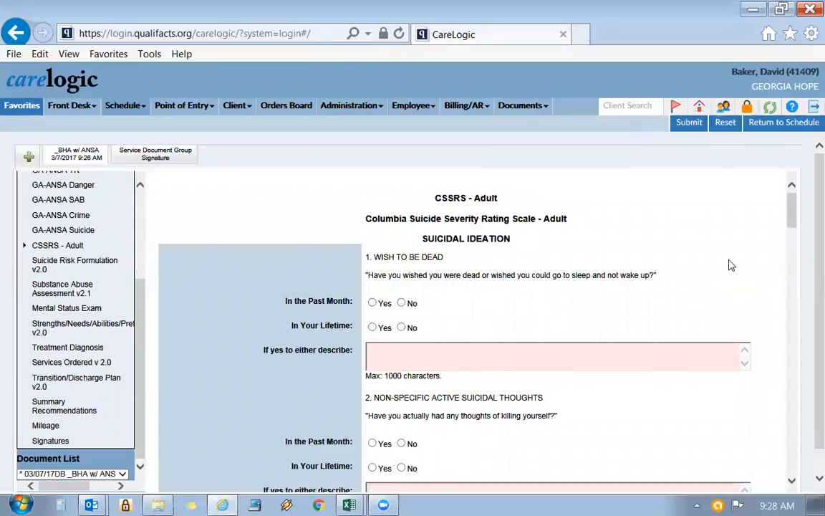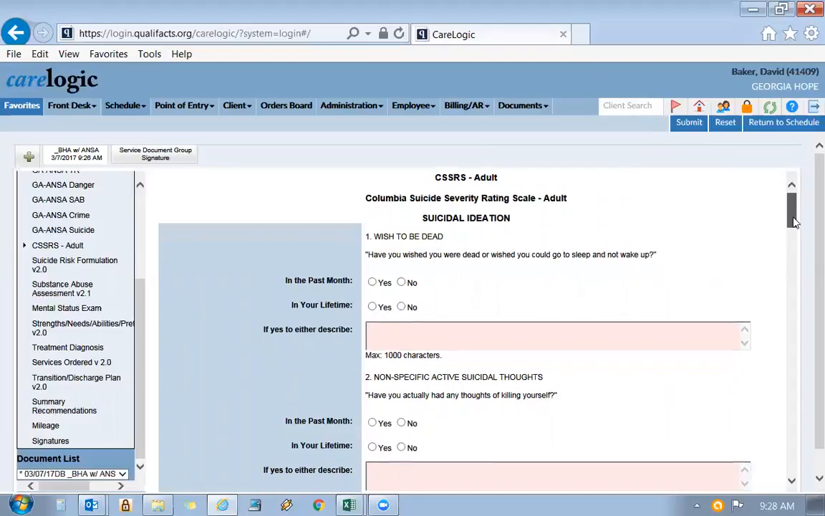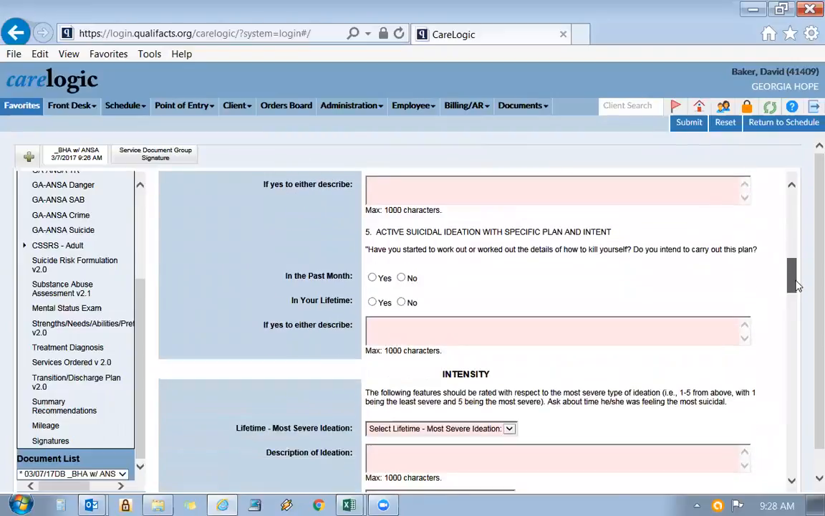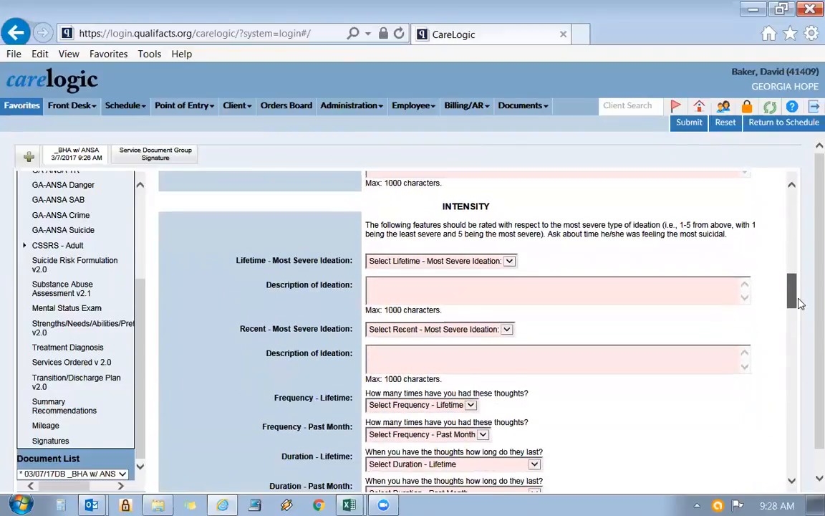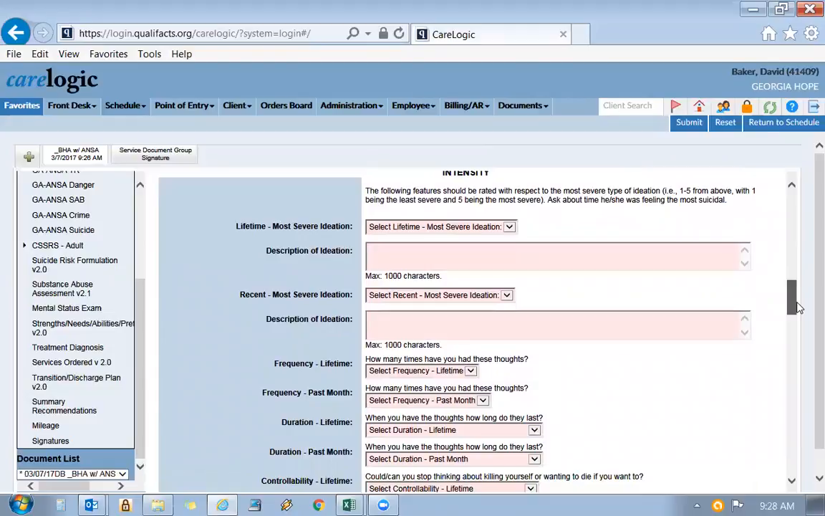This is to provide you a brief tutorial on completing the Columbia Suicide Severity Rating Scale. And in this example, I'm going to use the adult scale, specifically focusing on this section, suicidal ideation, and how that corresponds down here to intensity.